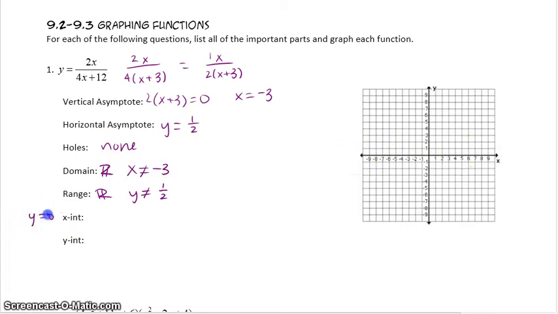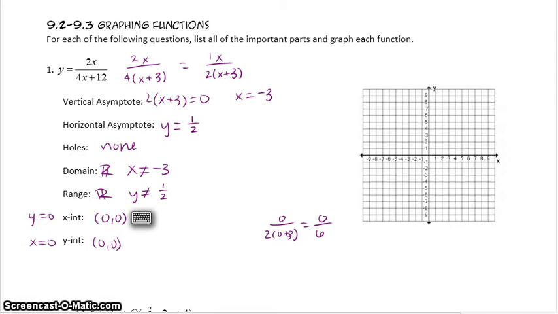Alright, and then to find our x-intercepts, that's where our graph touches our x-axis. That would be setting our y value to 0. A shortcut is just to set our numerator equal to 0. Our numerator is x, so that would mean our x would have to be 0. That gives us a point of 0, 0. And then to find our y-intercept, we set our x equal to 0. I'll show the work over here. We'll have 0 over 2 times 0 plus 3, which gives us 0 over 2 times 3, which is 6. 0 divided by anything is 0. So that gives us a y-intercept of 0, 0. Notice that these are the same points.